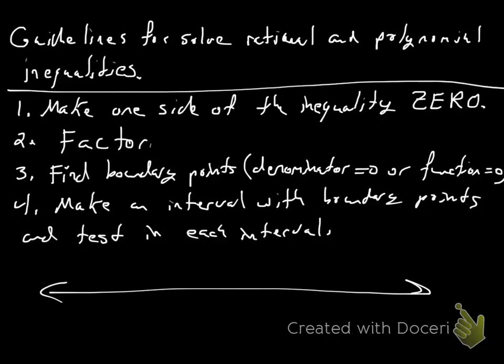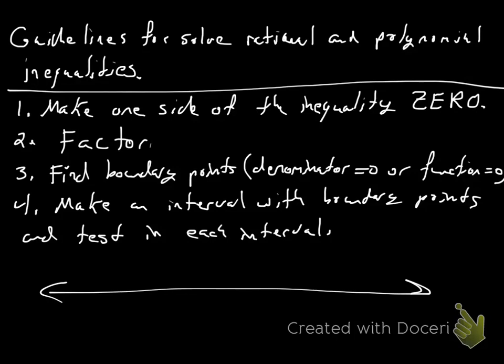Another fun and exciting thing we're going to be doing this week is graphing. Not graphing. Well, we are graphing that too, but solving rational and polynomial inequalities. So some guidelines to keep things nice and organized: the first thing to do is make one side of the inequality 0. A lot of times it'll already have one side equal to 0, but sometimes you might have to move some stuff around. The next thing to do is to factor.